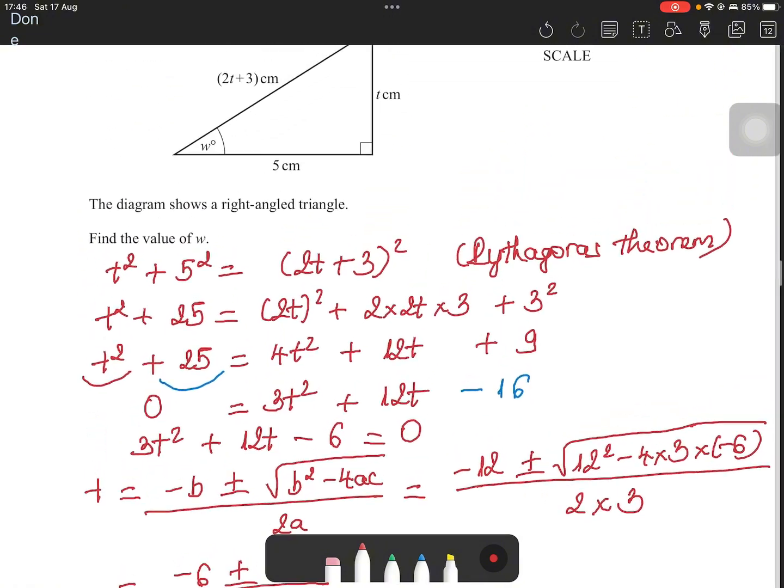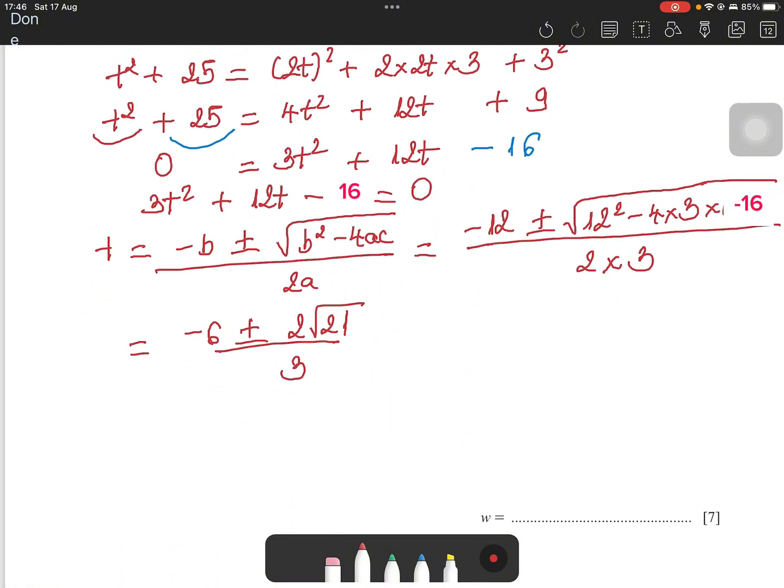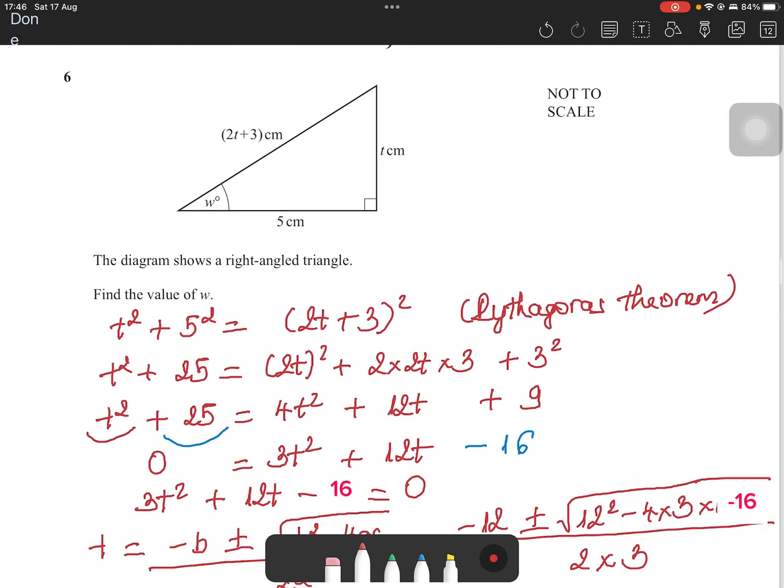And you know that t is the length of one side of the triangle, so t should be positive. T should be positive, so we say that t is only negative 6 plus 2 root 21 over 3. And now we want to find the value of W. W is this angle. And look at this angle. You see that t is the opposite side and 5 is the adjacent.